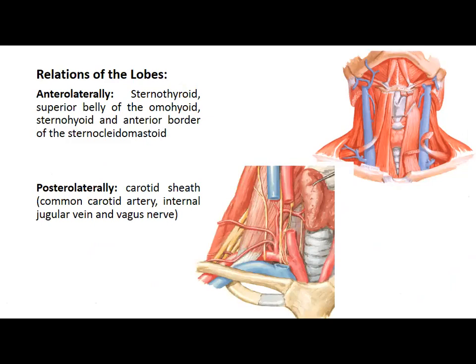Now coming to the relations, some important relations of this thyroid gland. If you see here, this is the picture showing a thyroid gland in the neck. So what are the anterior relations? Anteriorly, it is covered by a lot of muscles here. If you see, it is hiding behind these muscles.